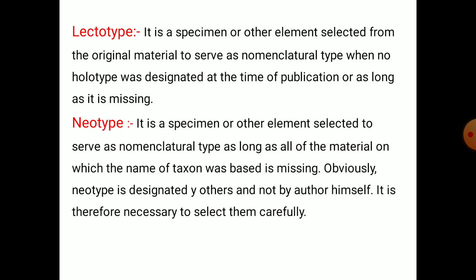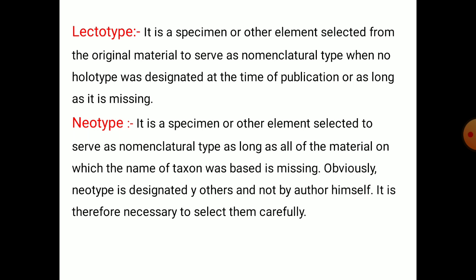Next, that is the neotype. It is the specimen or other element selected to serve as the nomenclatural type as long as all the material on which the name of the taxon was based is missing. If all the material, holotype, isotype, syntype, paratype, lectotype, is missing, obviously a neotype is designated, not by the author himself but by others. It is therefore necessary to select them carefully.